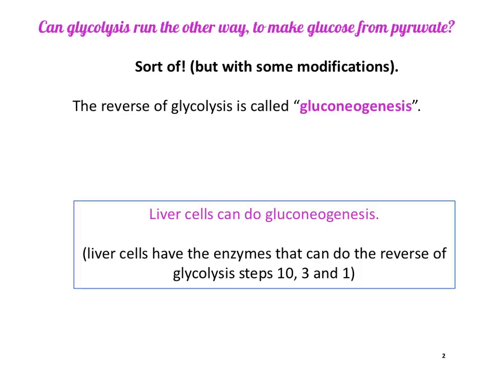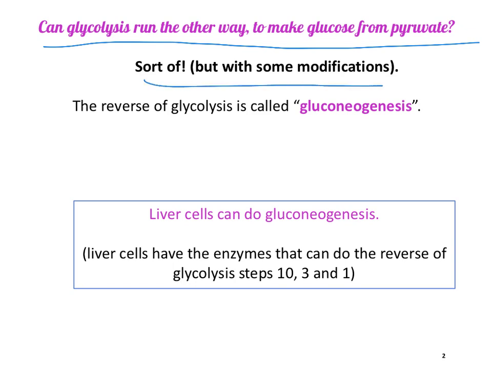Okay, so the question to start with is, can glycolysis run the other way? Can we make glucose from pyruvate? The answer is sort of, but with some modifications. The pathway that's the reverse of glycolysis is called gluconeogenesis. For whatever reason, people have a really hard time remembering this word, but the pathway describes exactly what it does. So we'll break it into parts.